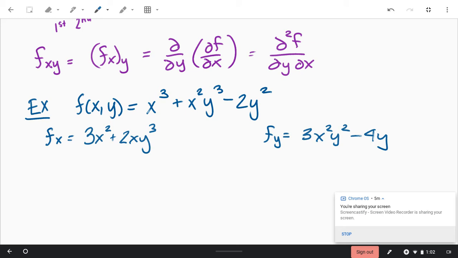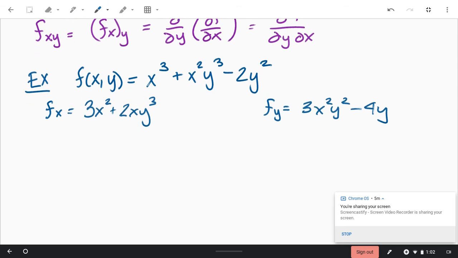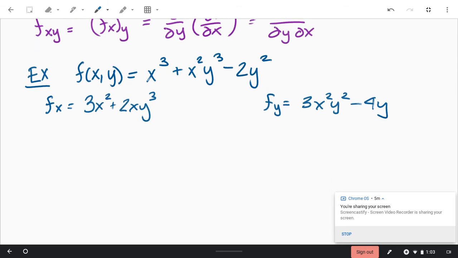And if you're not understanding, pause, wrap your brain around that one. Okay. Now those will be all of our first partial derivatives. Now again, we have 4 second partials that we could come up with.